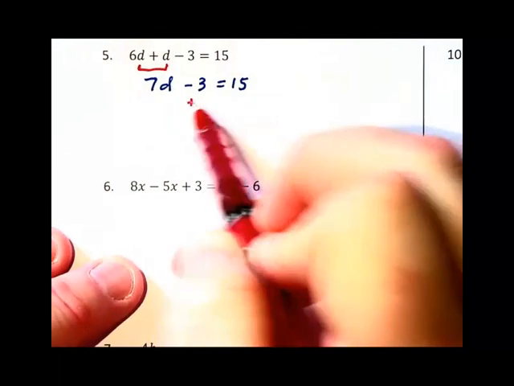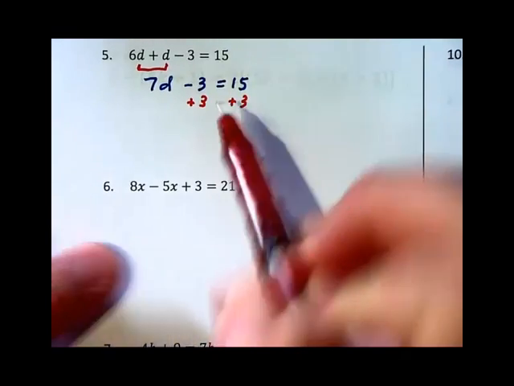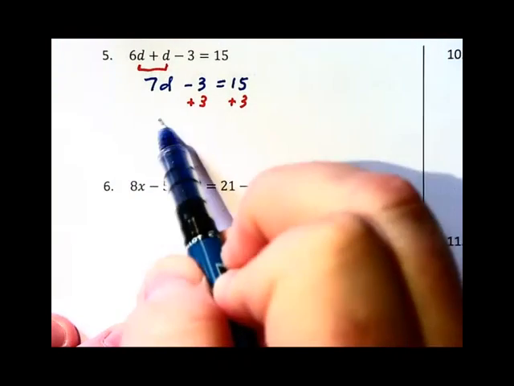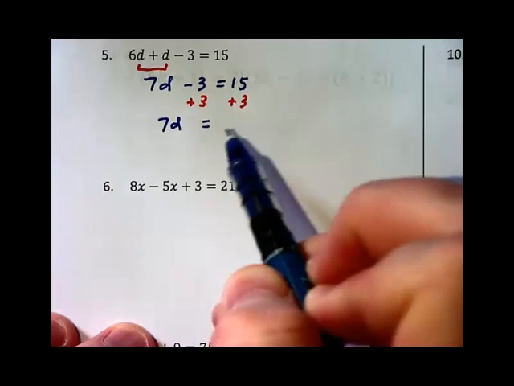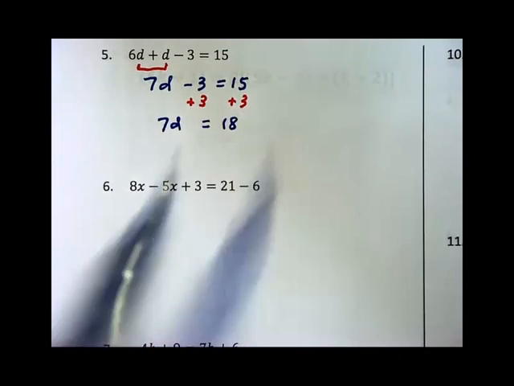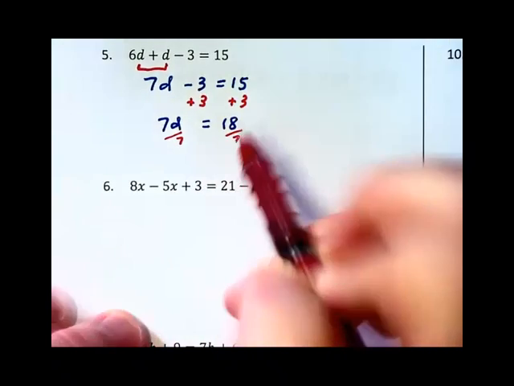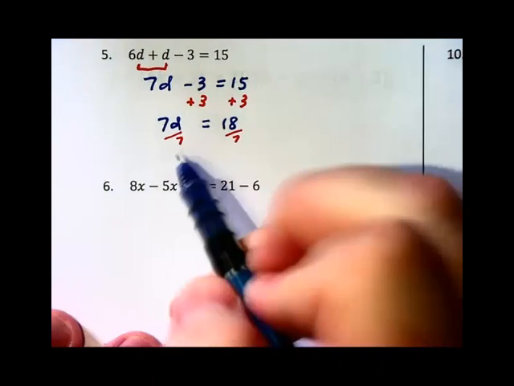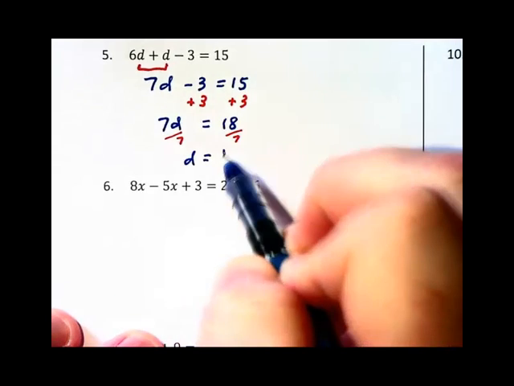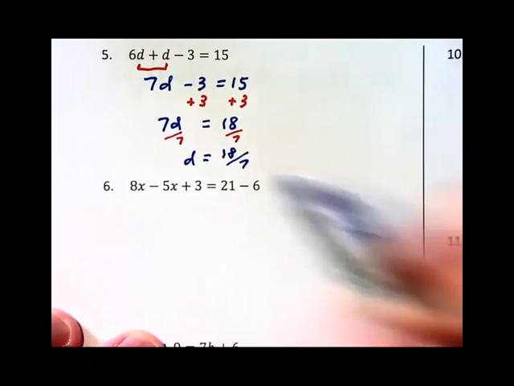And then we're going to do what we've been doing before. We're going to add 3 to each side of the equation. That will give us 7d is equal to 18. And 7 does not go into 18, but that's okay. We're going to rewrite this as an improper fraction, 18 over 7.